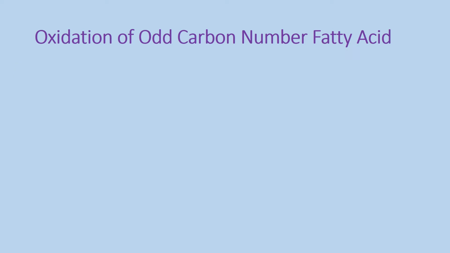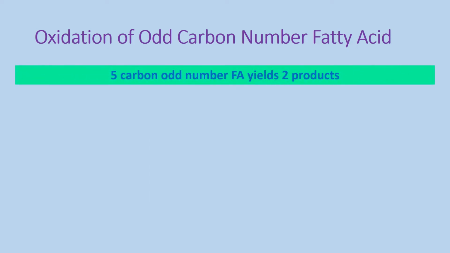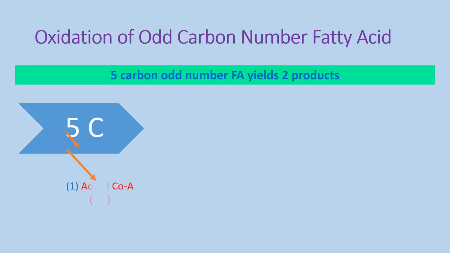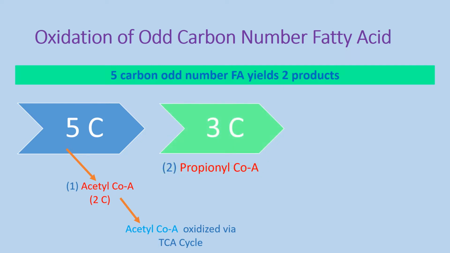This 5 carbon odd number fatty acid undergoes the same beta oxidation process, and it produces 1 acetyl-CoA that undergoes oxidation through the TCA cycle. So this acetyl-CoA enters the TCA cycle and gets oxidized, whereas the remaining 3 carbon fatty acid is converted into 3 carbon acyl-CoA. The 3 carbon fatty acid is propionic acid, so it is converted into propionyl-CoA.